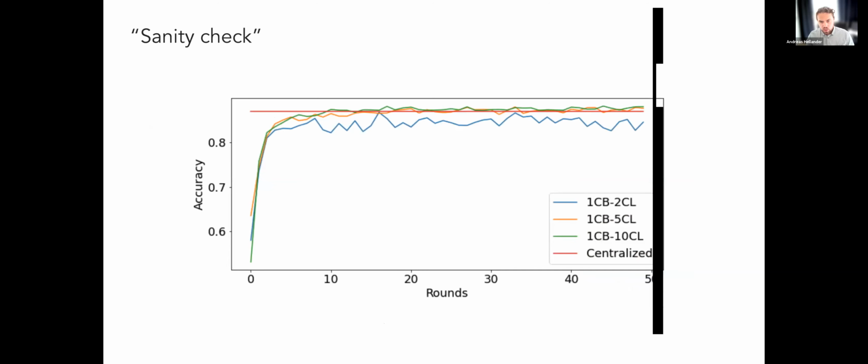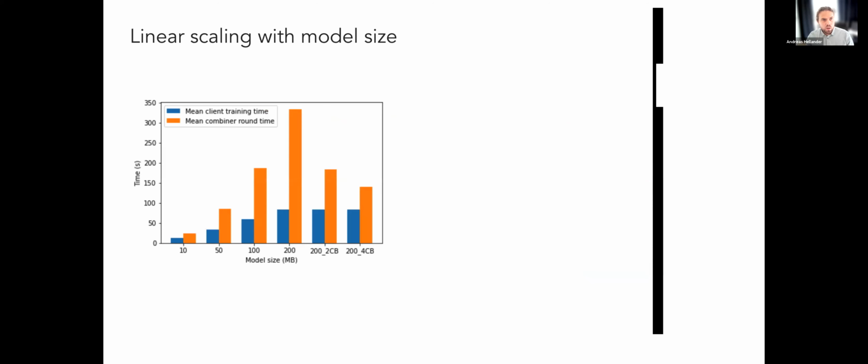And then the first sanity check is that the framework computes the right thing. We always have to do that. And then we looked at, first of all, the scaling with model size. If you see this bar plot here, the first bars to the left are a single combiner, and then we vary from 10 megabytes up to 200 megabytes. And then we look at the total runtime on the combiner level. So we isolate the data on the combiner.